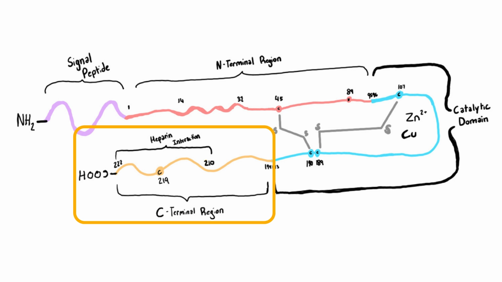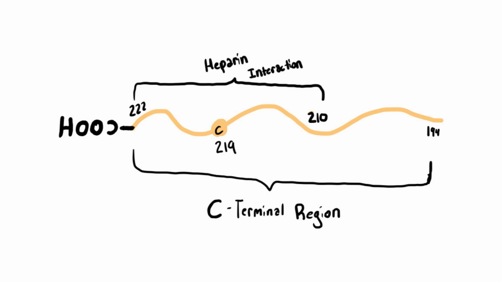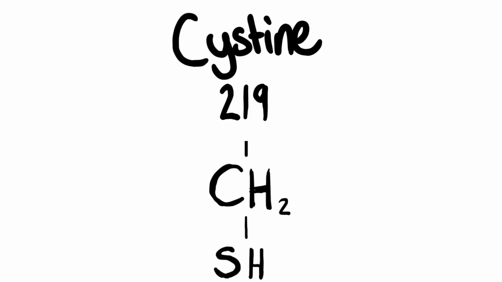They allow for interactions with a number of different ligands. In particular, amino acids 210 to 222 allow for interactions with heparin, and in residue 219, we can also see an interchain disulfide bond that allows for interactions with other molecules. Now you know how the superoxide radicals get dealt with in the extracellular space.